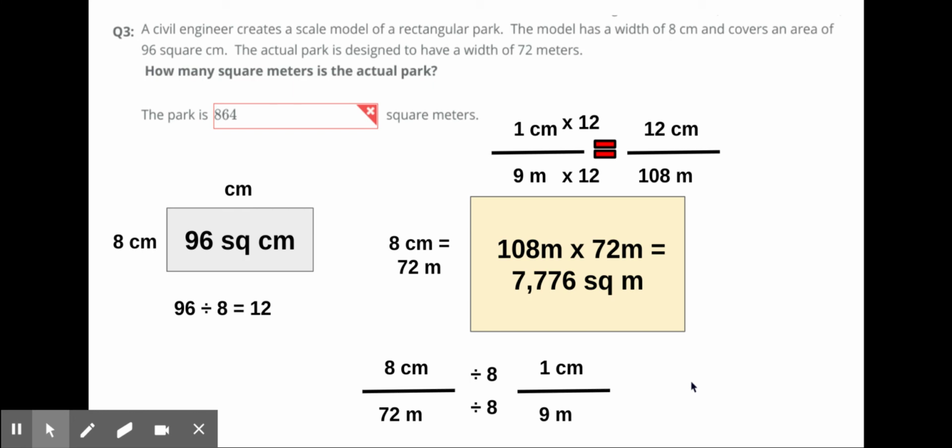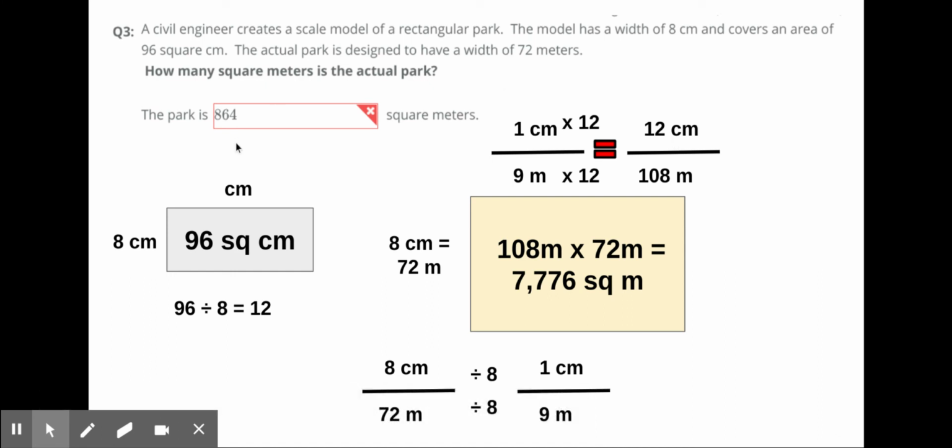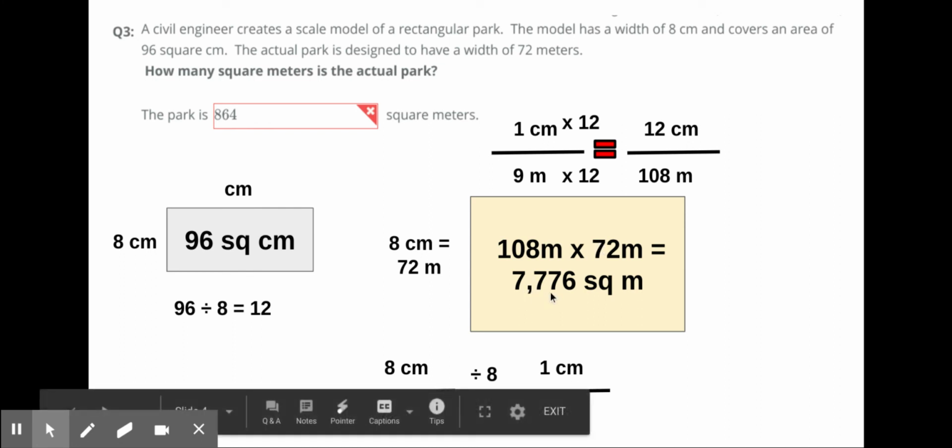So we bring that scale into effect here. If 1 is to 9, then 1 times 12 equals 12 centimeters, because we already figured out the 12 centimeters from here. 9 times 12 is 108. So we have 72 meters and we have 108 meters. 108 meters times 72 meters, because length times width equals area, gives us 7,776 square meters. And so that's where your answer is.